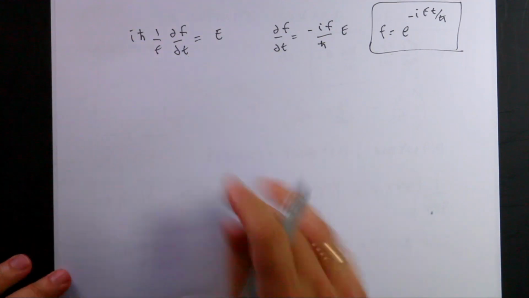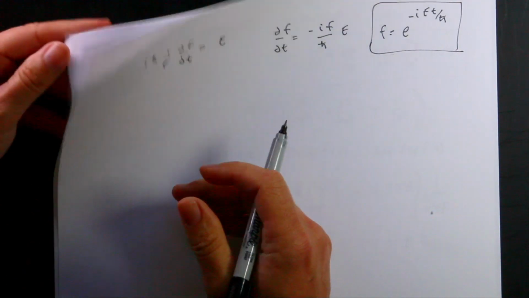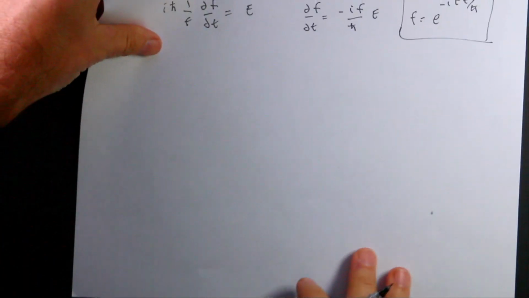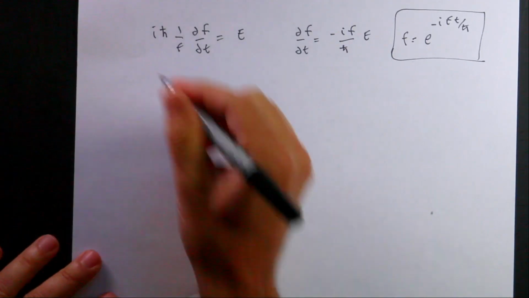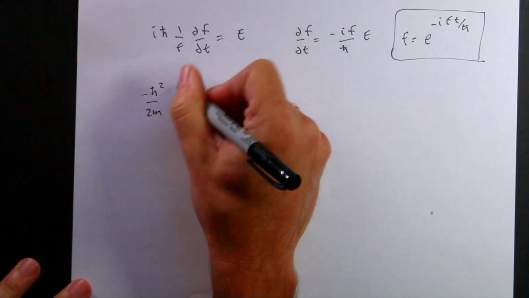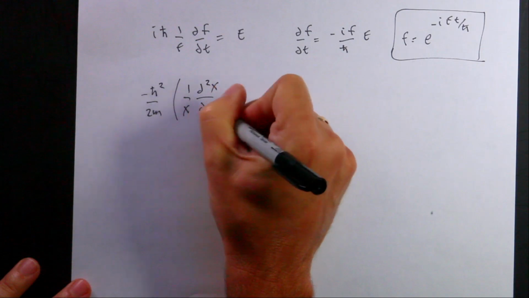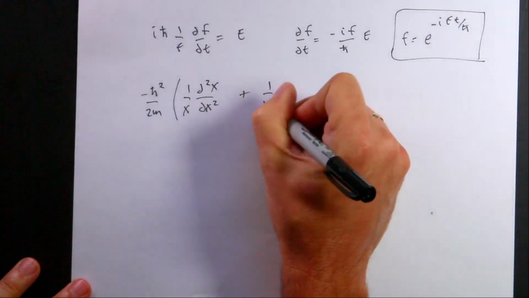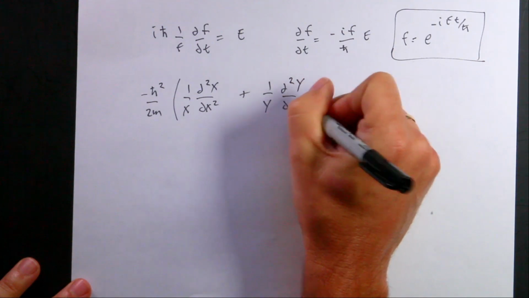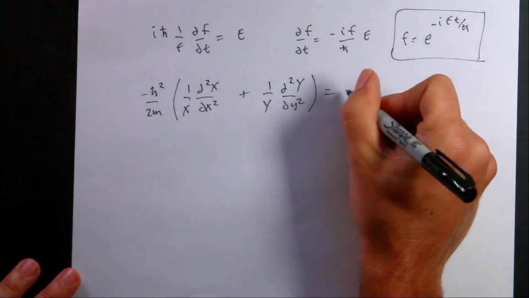So here I have just the space part. Negative h bar squared over 2m, 1 over X, second partial of X with respect to x, plus 1 over Y, second partial of Y with respect to y, equals E. Inside the well, V is 0, so this is equal to E.